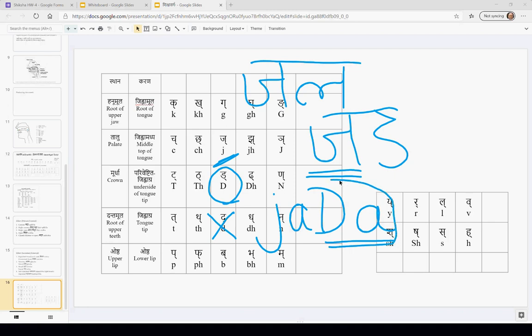The problem comes here. This is a murdha sound. Soft da. Soft d. Right? Like something like a dog. Jad. Yeah, correct. Again at the end relax that, jada. Jada. Yes, jada.